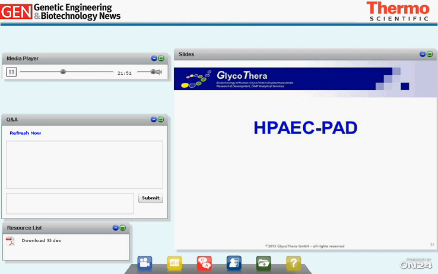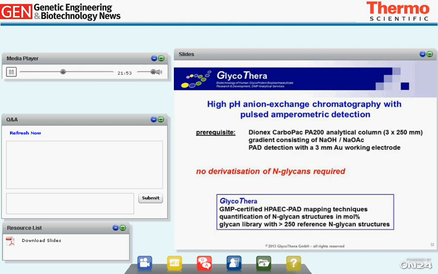For HPAE-PAD analysis of N-glycans, we are using a high-resolution CarboPac PA200 column, a gradient consisting of sodium hydroxide and sodium acetate, and for sensitive detection of N-glycans, a PAD detector with a 3 mm gold working electrode. Very important, there is no derivatization of N-glycans required. At Glycothera, we are using GMP-certified HPAE-PAD mapping techniques, and we are able to quantify N-glycan structures by applying a glycan library we established with more than 250 N-glycan structures.